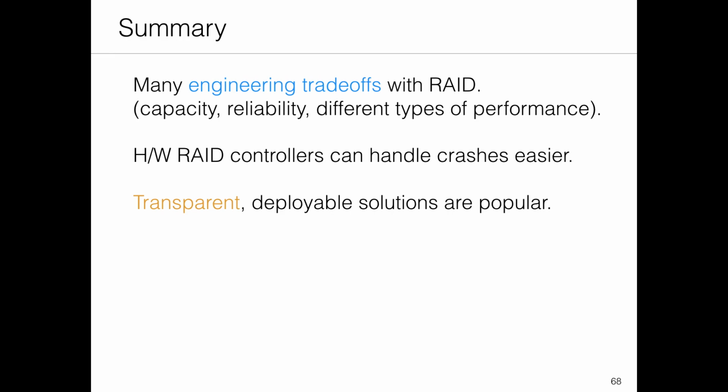In summary, there are many engineering trade-offs you can make: capacity, reliability, and different types of performance. Depending on the types of workloads, we'll choose some RAID levels. Now RAID 4 doesn't make a lot of sense when you have RAID 5 for such systems. And RAID 5 is a beautiful example of how we can do some simple optimizations to reduce the bottleneck.